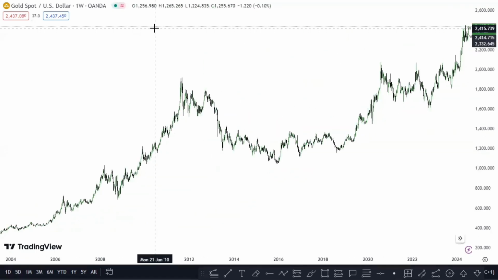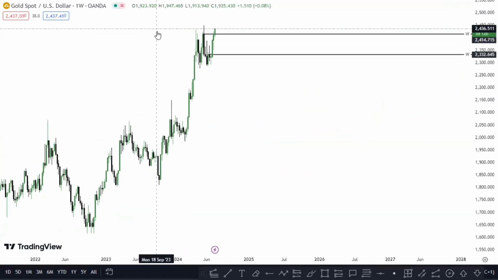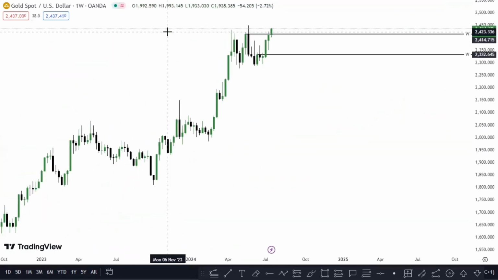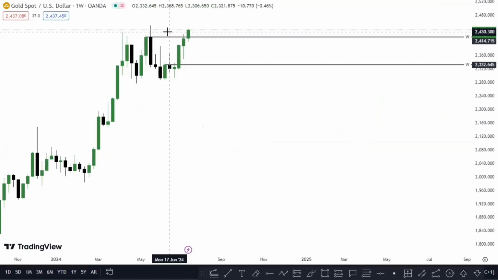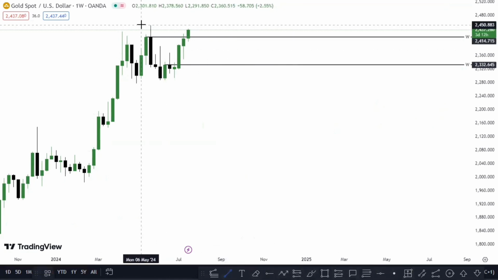Since there's no other level above, what I'll do now is I'm going to be working with the week. So let's map out the week.